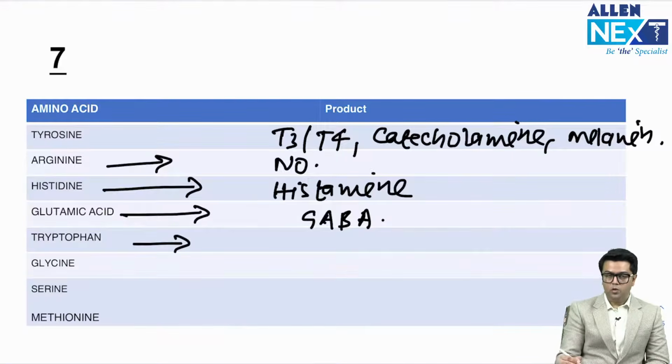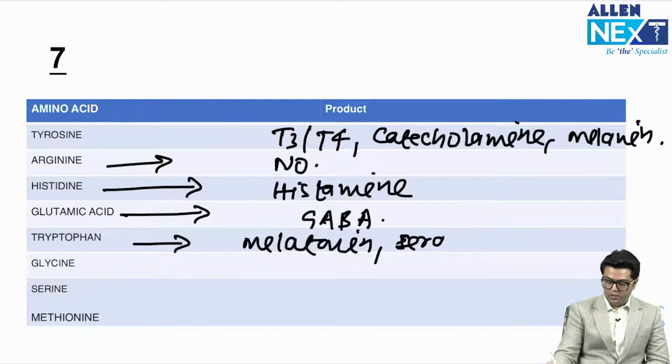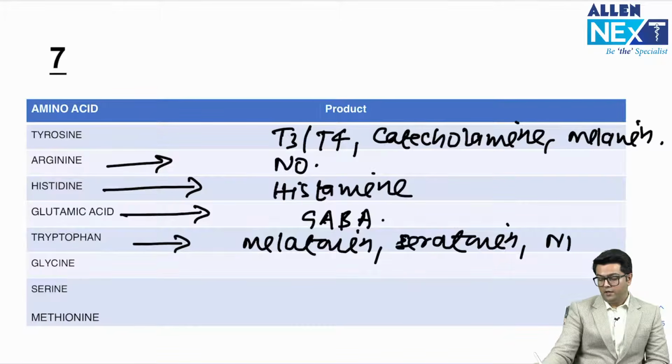So tryptophan, what are the products of tryptophan? There is melatonin, there is serotonin, and definitely niacin. 60 milligrams of tryptophan produce 1 milligram of niacin.